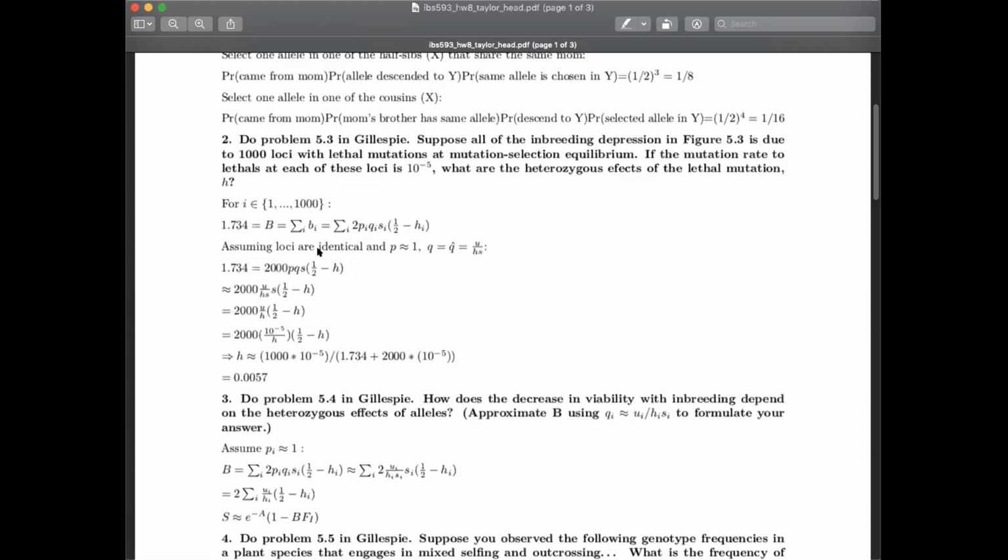If we assume the loci are identical and p is approximately 1, that p_i will drop out, all these i subscripts will drop out, and we can use the equilibrium q hat equals u over hs and sub that in. And so we get 1.734 equal to 2,000 pqs times (1/2 minus h), sub in u over hs for q. P is approximately equal to 1. We get this form and we can solve for it, and we end up getting 0.0057.